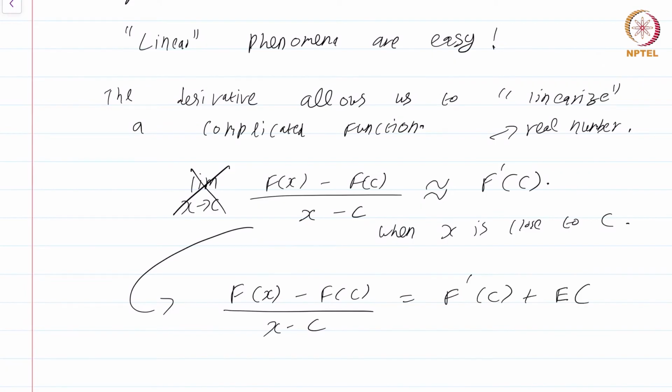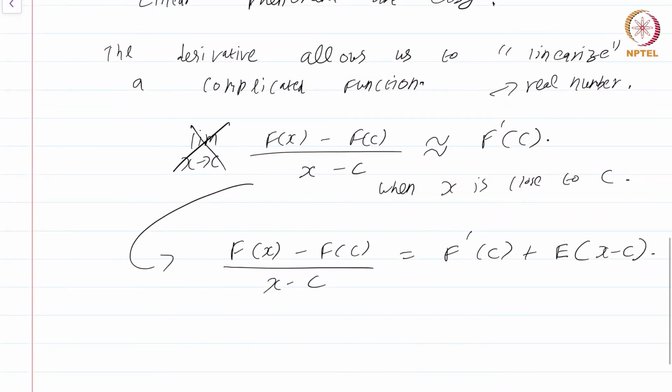And clearly this error term will depend on x minus c. It actually depends on x, but it's better to say it depends on x minus c, because it depends on how far away x is from c. Okay. So (f(x) minus f(c)) by (x minus c) is equal to f prime of c plus e of (x minus c). This is supposed to be the error.